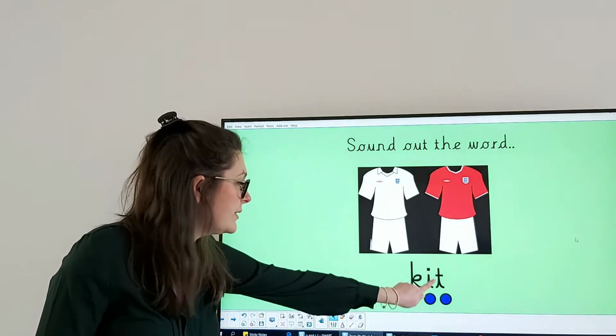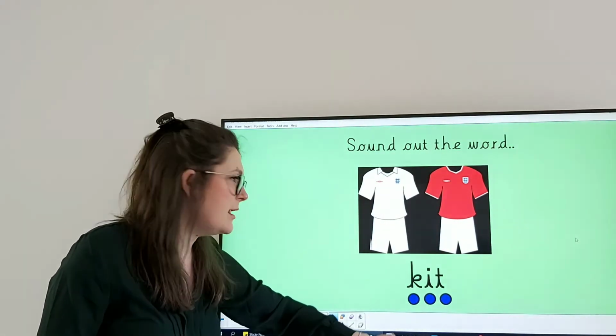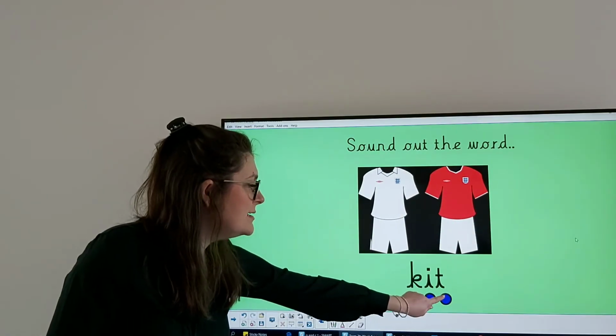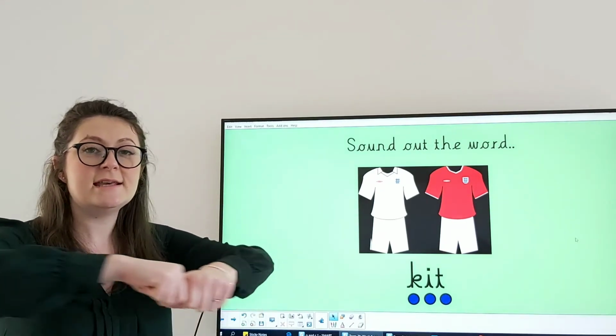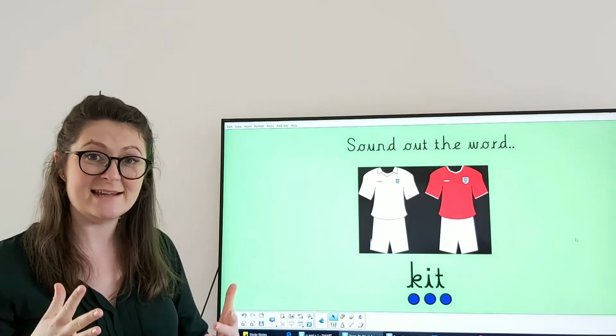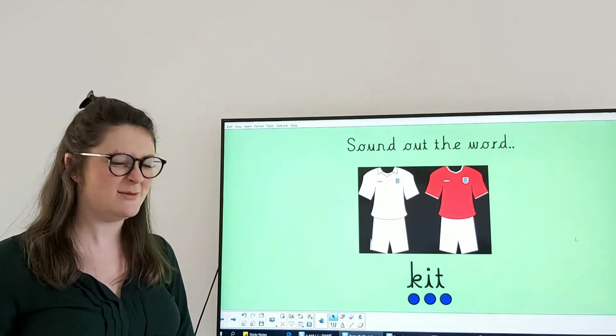K, i, t. Again. K, i, t. Put it in the blender. K, i, t. Blend it up. K, it, kit. Kit. And it's a picture of a football kit. Did you already know that by the picture? I bet you did.